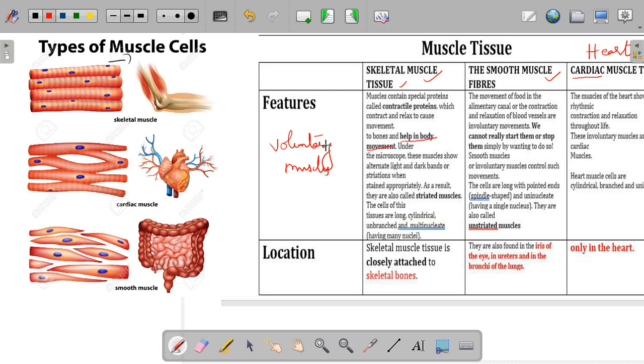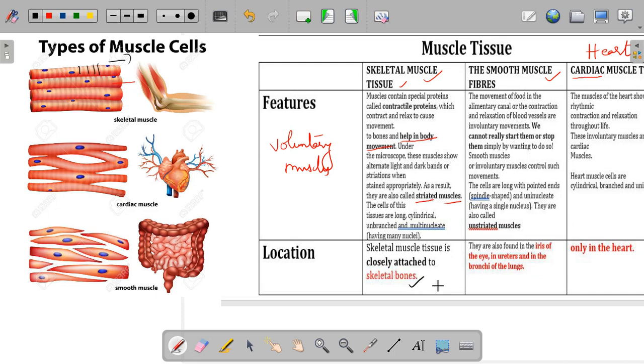Sometimes they're also called as striated muscles. The reason why they are called that, because you can see they have so many striations. See, striated muscles. The reason why they are striated is because they show a lot of movement. Okay, because of having these striations give durability to the muscles. The location is, like I said, they're very closely attached to the skeletal bones.